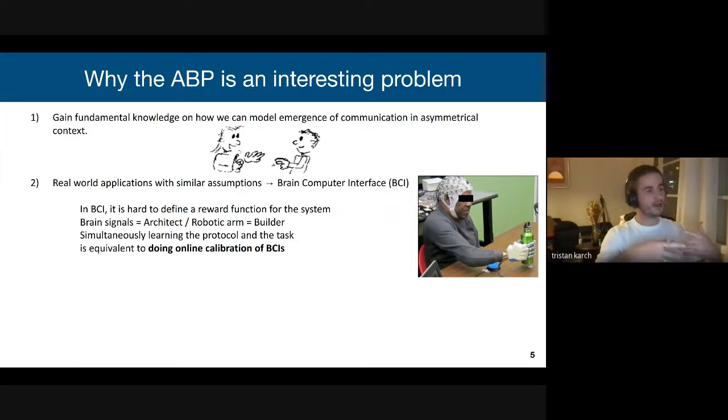So we could add a third step to the method and have the builder learn a model of the architect, so that in each state, the builder could simulate what the architect would say in this situation, then predict the correct message and be fully autonomous. That's a bit far-fetched, but I think it could be a cool experiment.